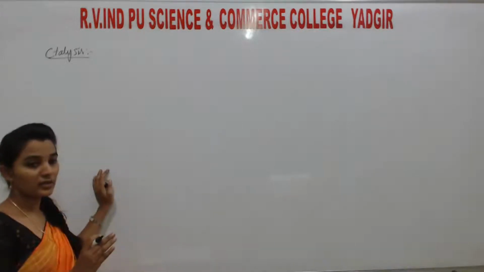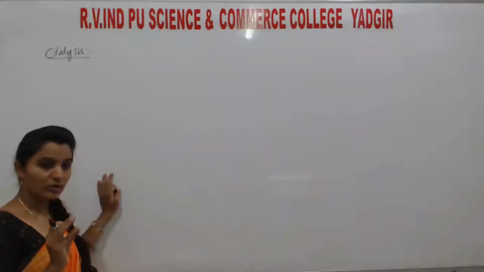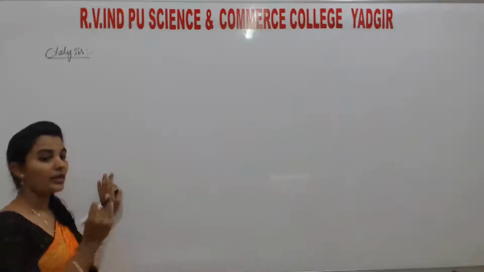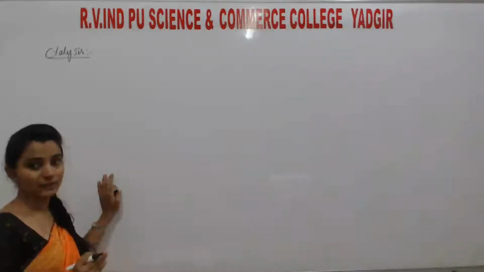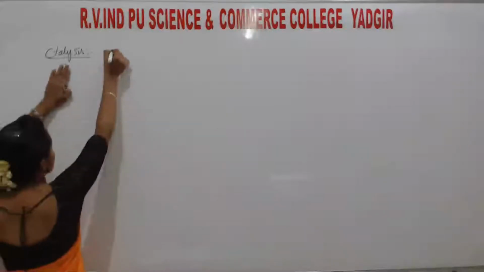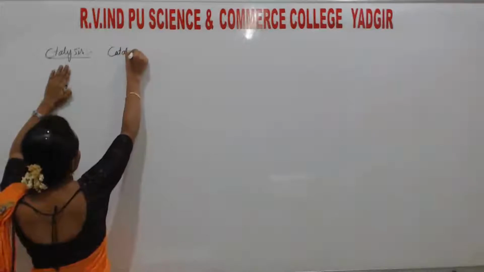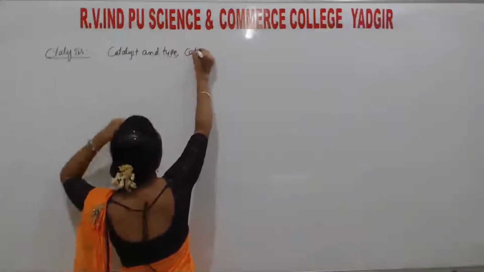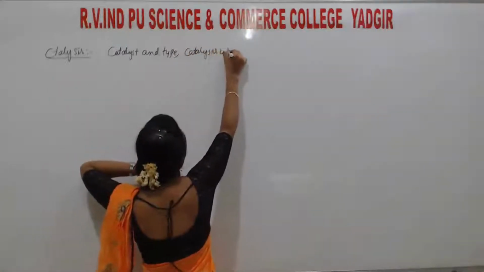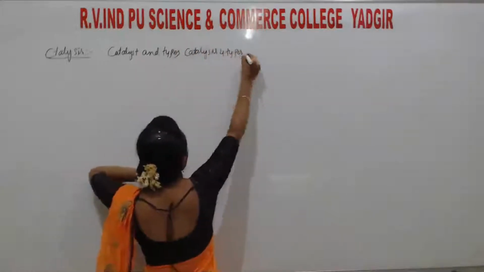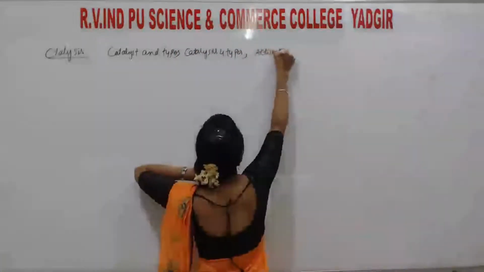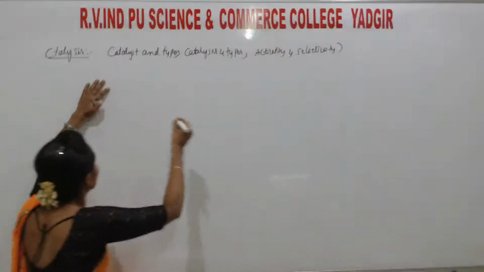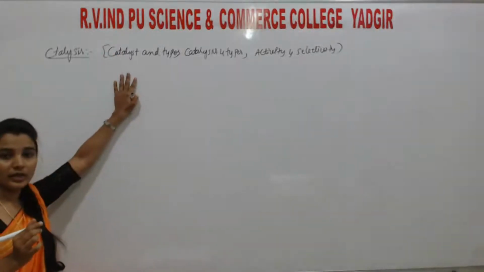In this catalysis, we have to study what is the catalysis process, what are catalysts, types of catalysis, and their activity and their selectivity. So what we are going to discuss here: catalyst and type, catalysis and type, their activity and selectivity. These are the topics we are going to cover in this catalysis concept.